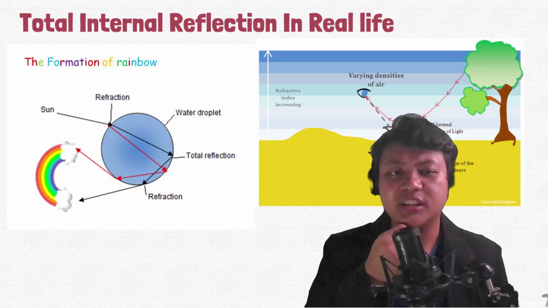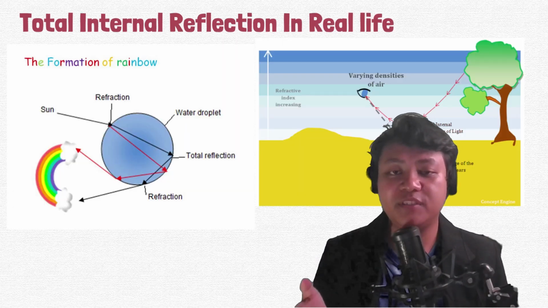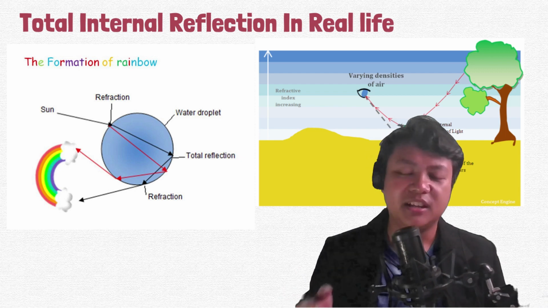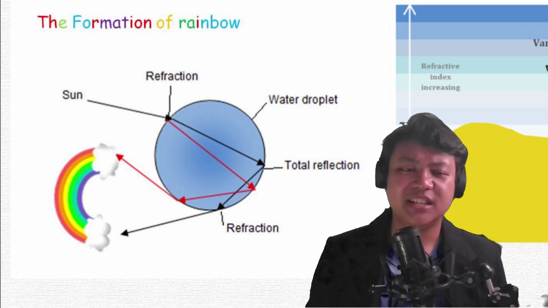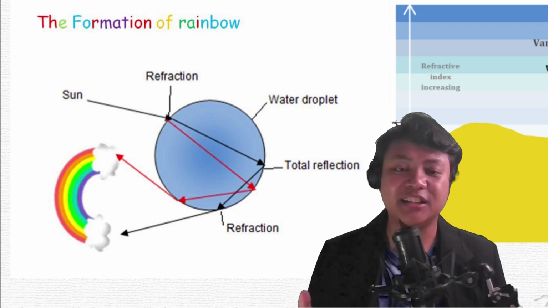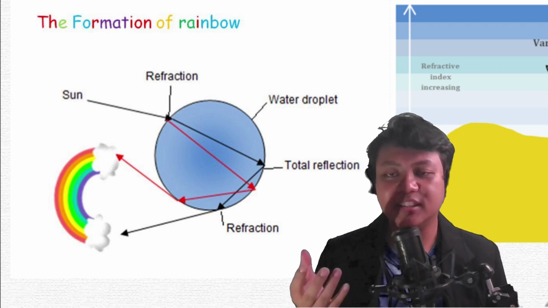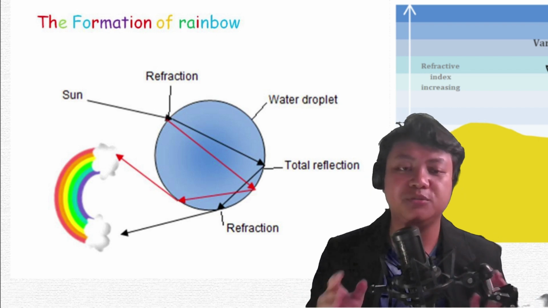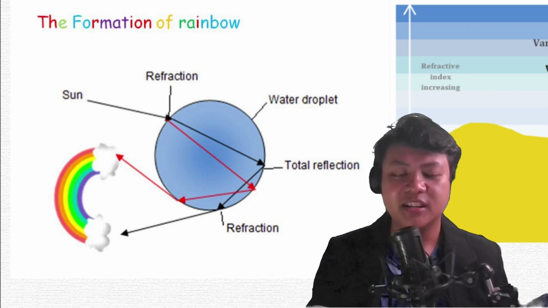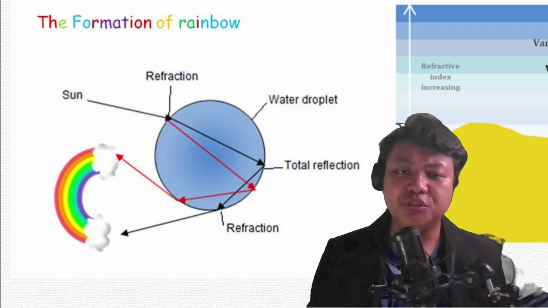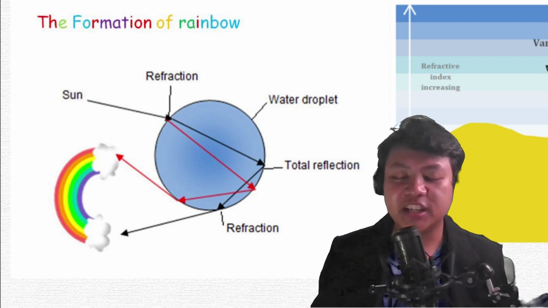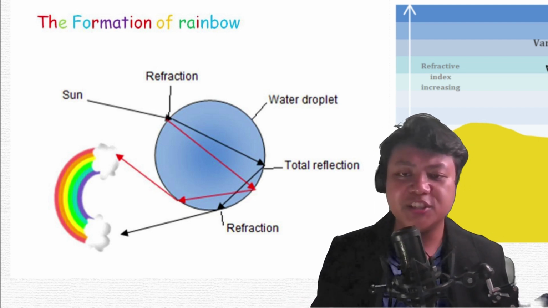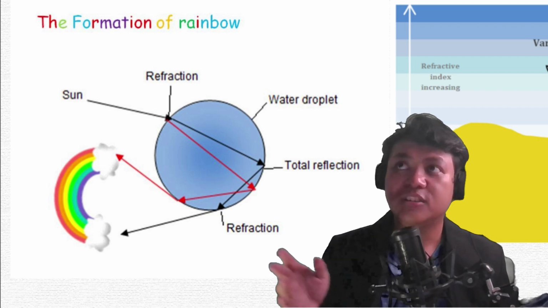So you must be wondering, where can you see total internal reflection in real life? I can tell you. First is the formation of rainbows. The sunlight will refract inside the water droplet, causing the ray to split into 7 different colors. Inside the water droplet, total internal reflection also happens, and another refraction causes it to split even more, and thus you can see the 7 colors in the sky.